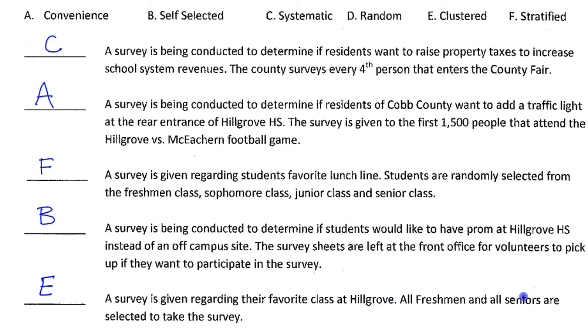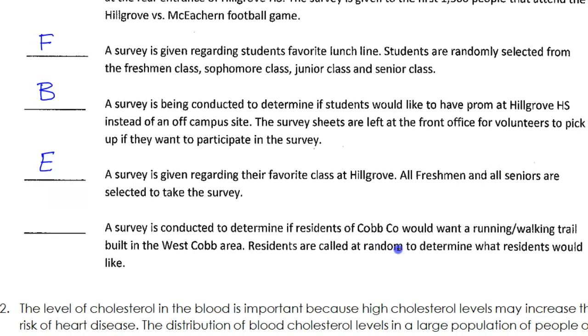All freshmen and all seniors, alright? As opposed to stratified, where you're picking some of each. You know, if I pick 10 freshmen and 10 seniors, that would be stratified. But if I do all freshmen and all seniors, I'm doing whole groups. Again, I would have liked that example better if they had talked about maybe classes that were randomly picked or something like that, but it is technically cluster sampling.